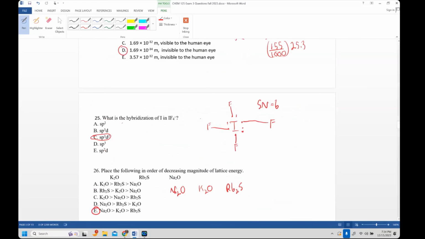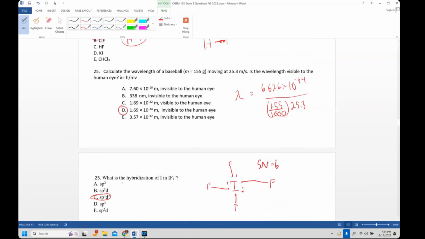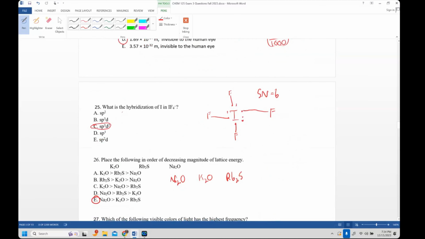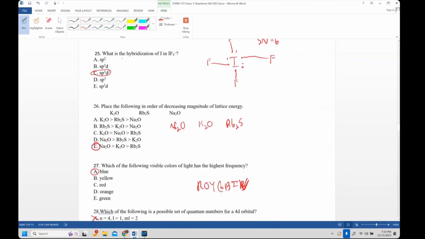Okay, any other questions? I know there were a few more. Can you go over the question with the lattice energy and use the periodic table to explain? It's kind of hard for me to understand. This one, 26? Okay.